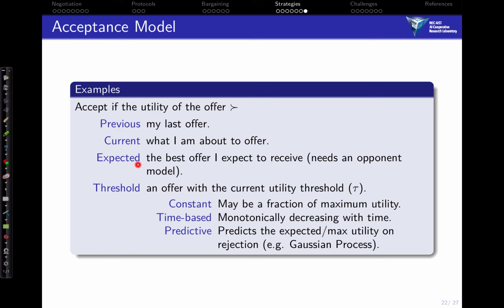The expectation, so the best offer I expect to receive, but to do that, I need an opponent model or some threshold. That's what's used usually with aspiration or with time-based agents. So there's some threshold. This can be a constant, maybe a fraction of the maximum utility. If you offer me something above 0.7 of the maximum utility I can get, I will accept it. That's an acceptance strategy. It can be monotonically decreasing, like the time-based offering strategy we spoke about, and predictive. So it predicts the expectation and uses that to define an acceptance strategy.